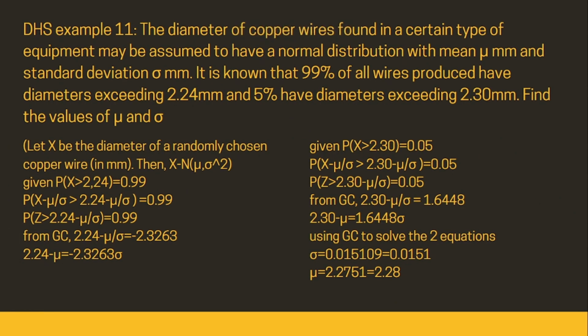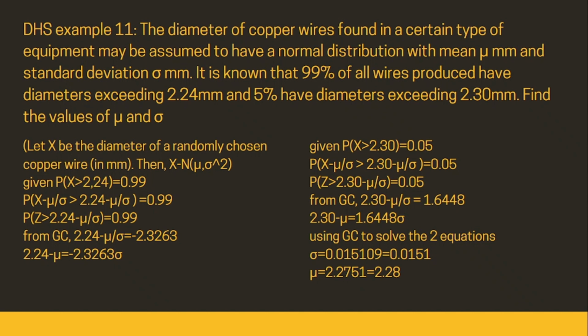And then another example. The diameter of copper wires found in a certain type of equipment may be assumed to have a normal distribution with mean mu mm and standard deviation sigma mm. We know that 99% of all wires produced have diameters exceeding 2.24 mm and 5% have diameters exceeding 2.30 mm. So we want to find the value of mu and sigma. We let X be the diameter of a randomly chosen copper wire in mm, and let X have a normal distribution with mean mu and variance sigma squared.